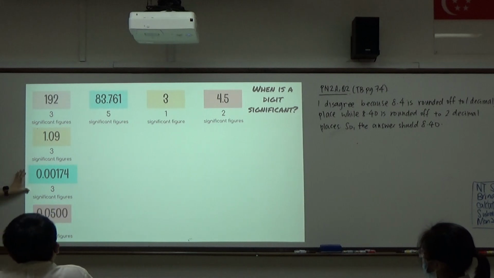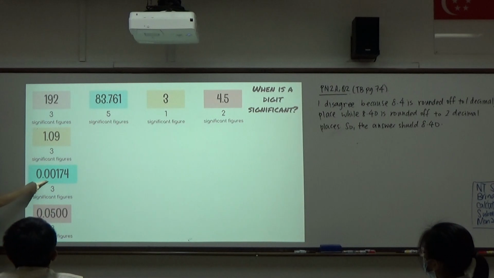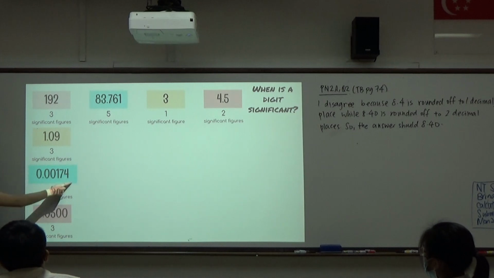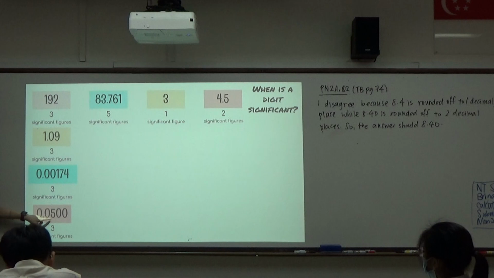Whereas for this one, the zeros appear in the decimal, but right at the beginning, before the 1 over here. When it is in this manner, I will start counting from the first non-zero digit: first, second, and third, therefore 3 significant figures. And then the last one, I want us to see that the zero appears before and after.